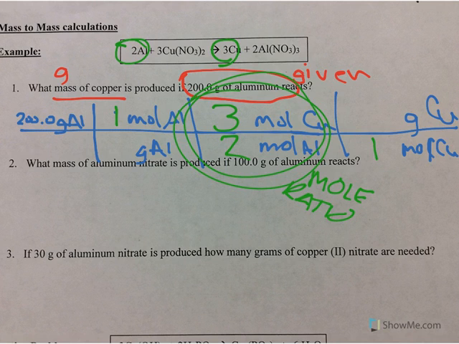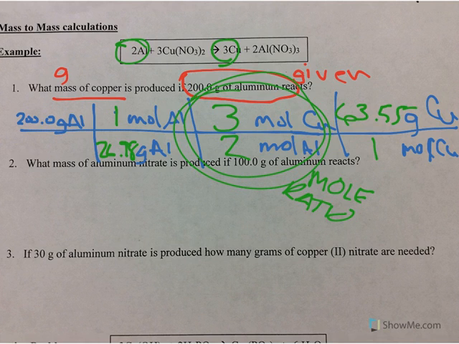So I'm going to take, oops, just kidding, I need the molar mass of aluminum and of copper, because grams always gets molar mass. So aluminum is 26.98. And copper is 63.55.